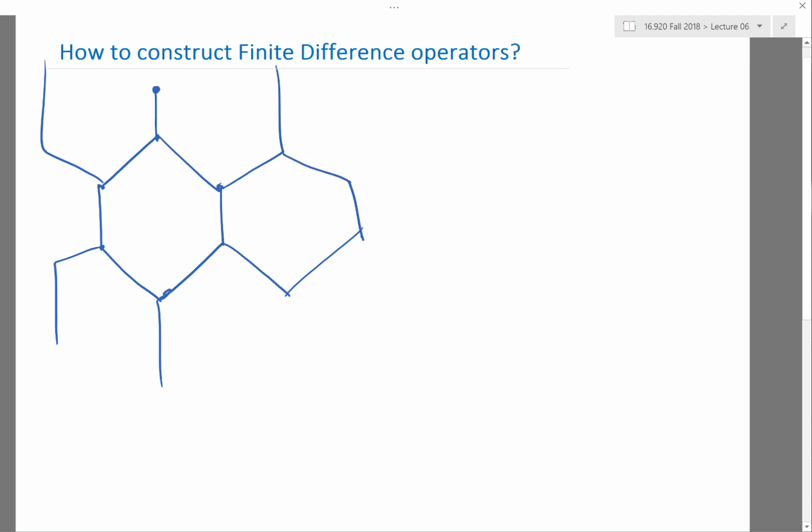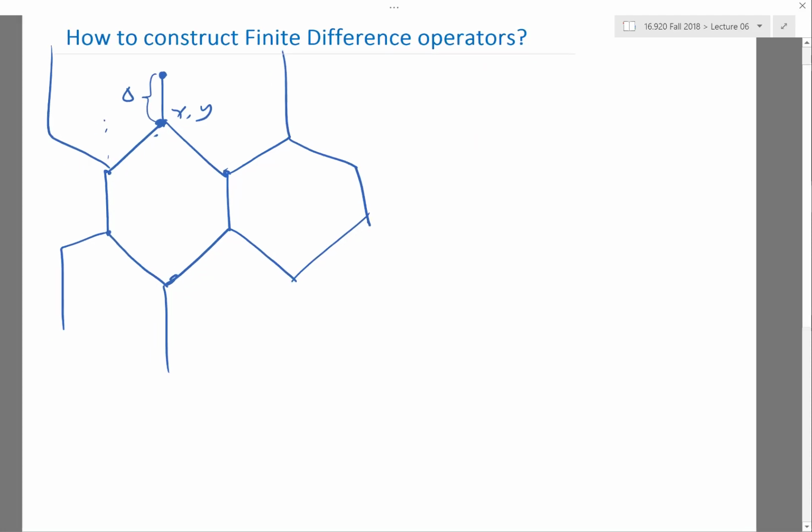So let's say this is your mesh. You have a point here, x and y, and let's say this is your delta. I'll just write delta, not delta x and y. Basically you have a 60 degree angle, or a 120 degree angle between them. It's a perfect isotropic mesh, but not in the regular way. So how do you do finite difference on that? The technique you're going to learn applies to different finite difference operators and different meshes.